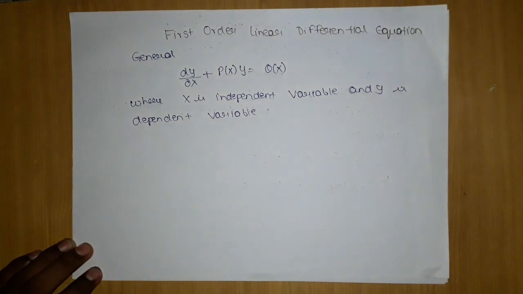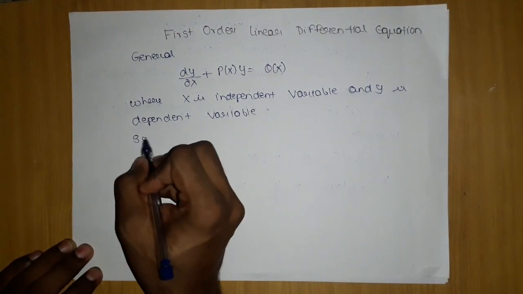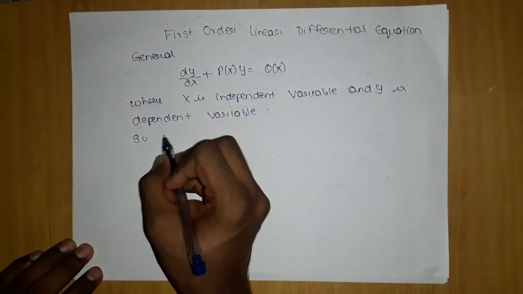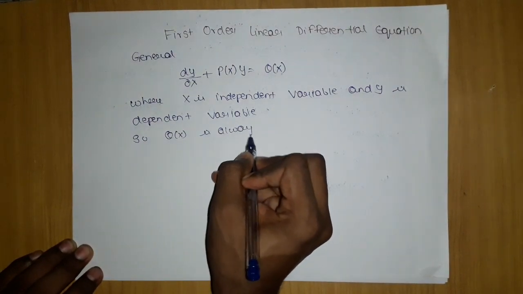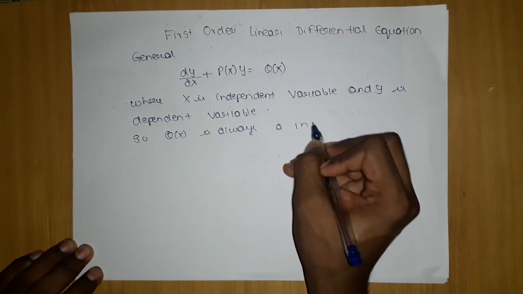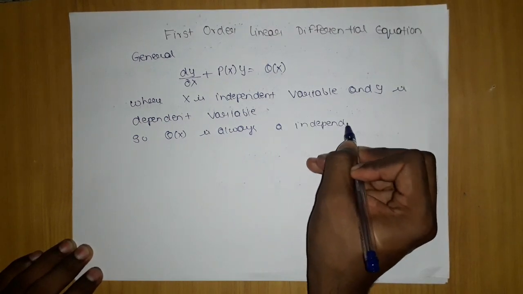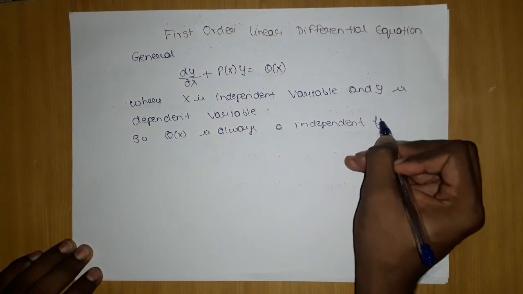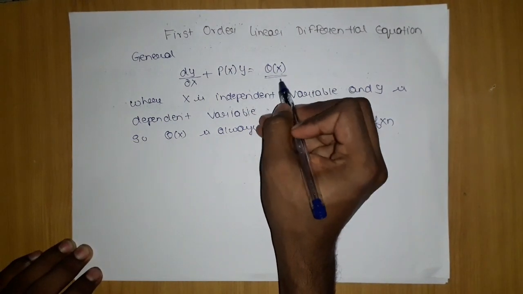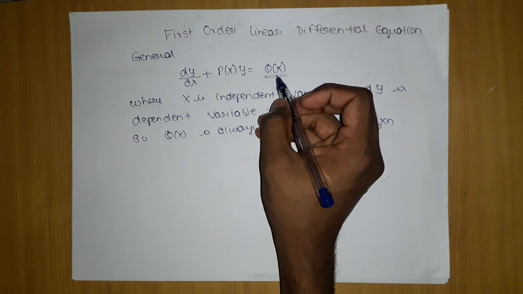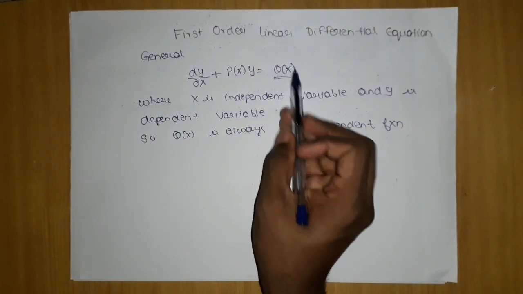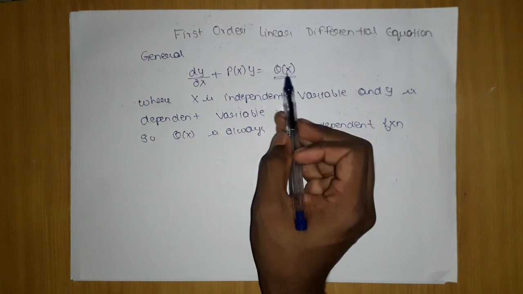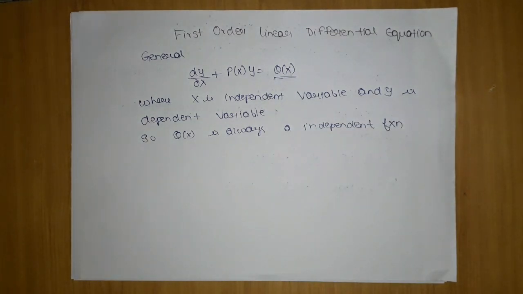After you make out this thing, since x is independent variable, q of x is always an independent function. Why? Because it has x terms only, while this is a multiplication of y and p of x, so this cannot be. But this can be, because it is only an x term function and it is on the right side. So the right side part is completely independent function.